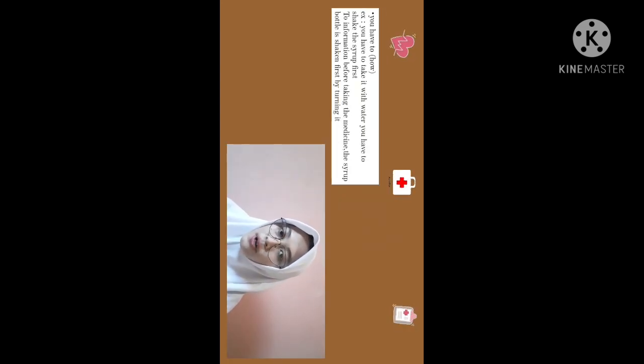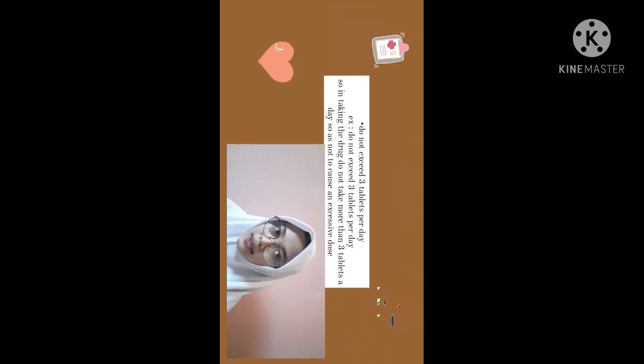Next, you have to know how. Example, you have to take it with water. And you have to shake the syrup first. This is information that before taking the medicine, the syrup bottle is shaken first by turning it.